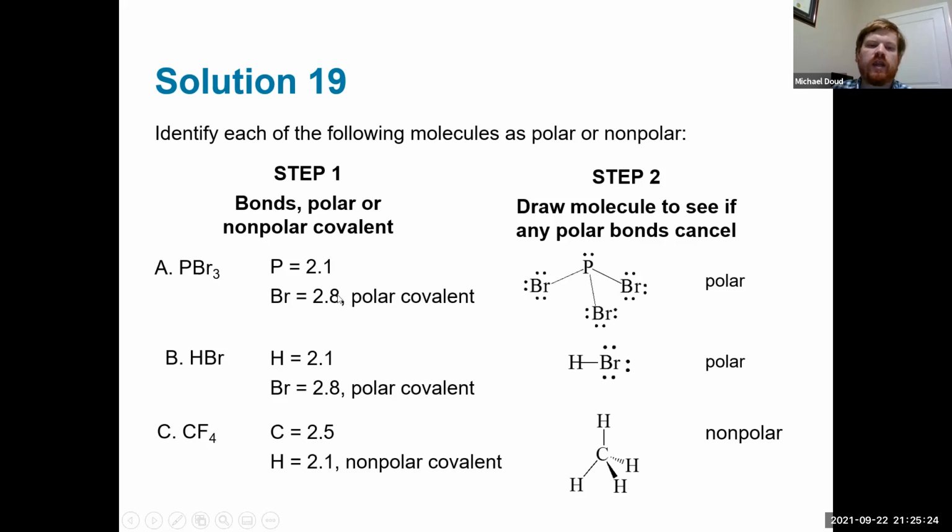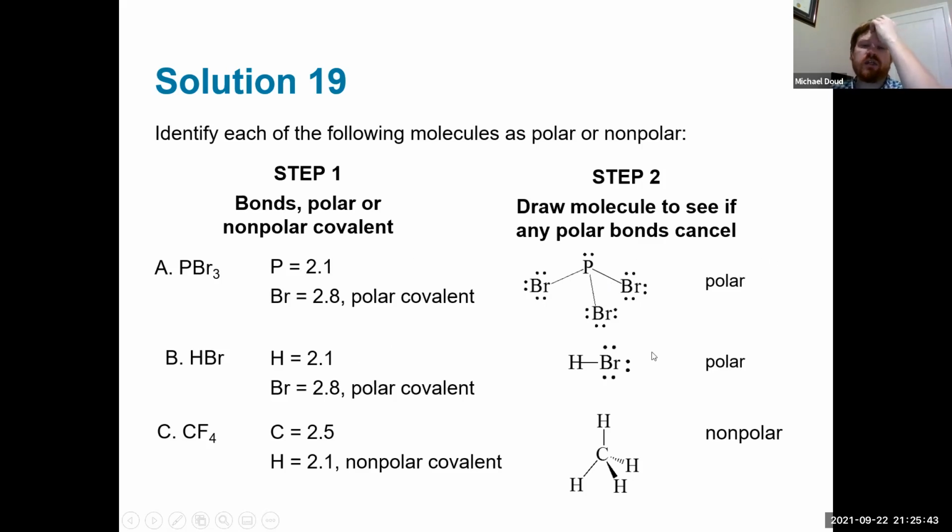Then we look at the difference in electronegativity. Electronegativity of bromine is 2.8. For phosphorus, it's 2.1. There's a difference of 0.7 there. So we know that it's a polar bond. Do the dipoles cancel out? No, they don't, because it's not symmetrical. Okay, so that means that it's a polar molecule.